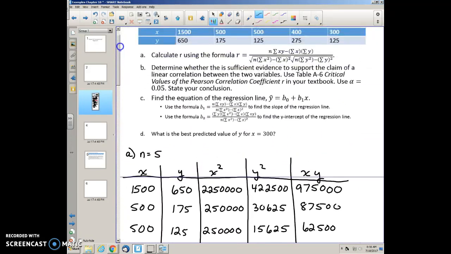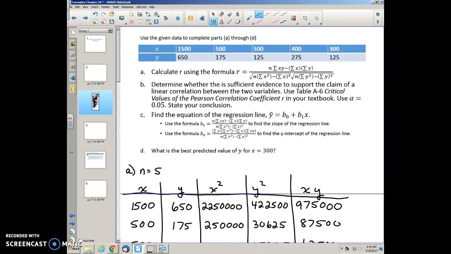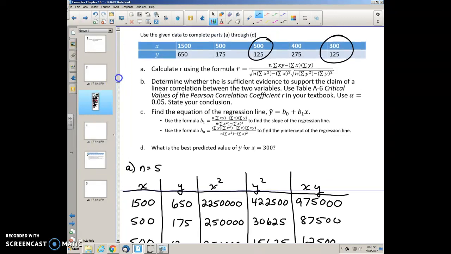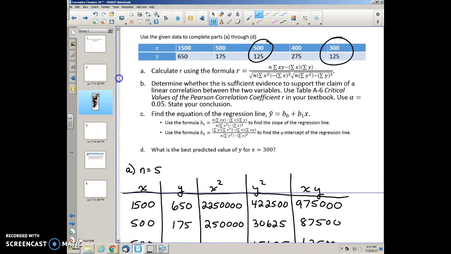And you can see these numbers are kind of all over the place, but we do have a 300 on our table, which indicates 125. But we also have a y value of 125 for 500. So if we were to draw the scatter plot, we would see that some of these would be slightly away from our regression line, where others would be closer to our regression line.